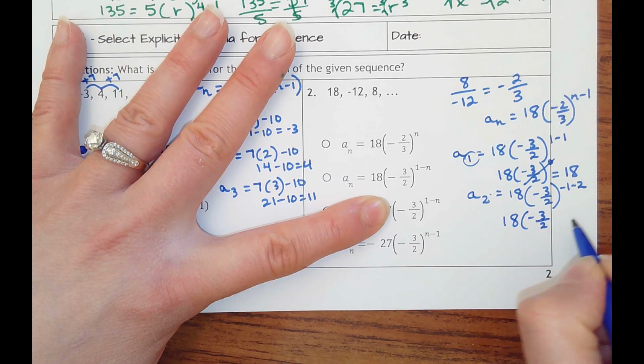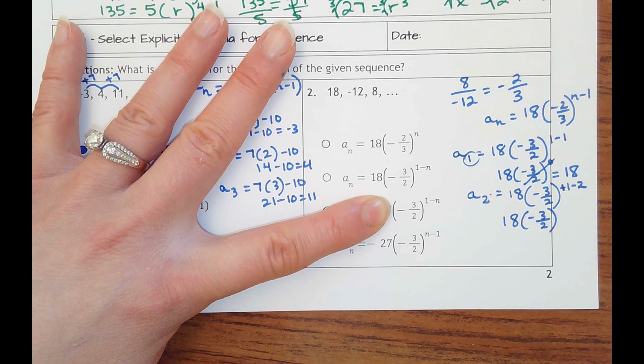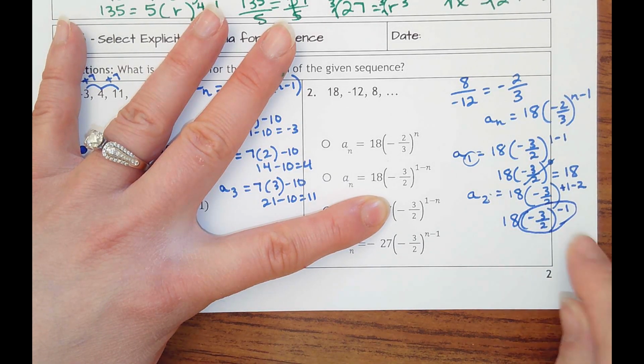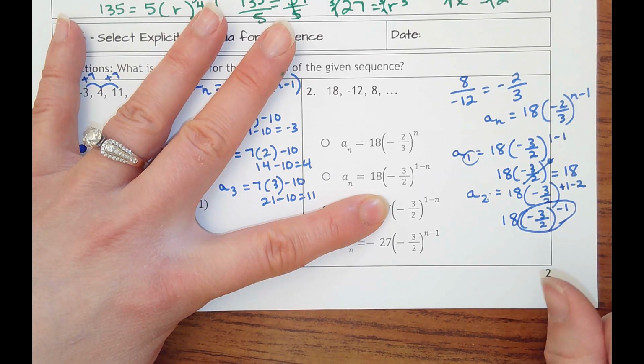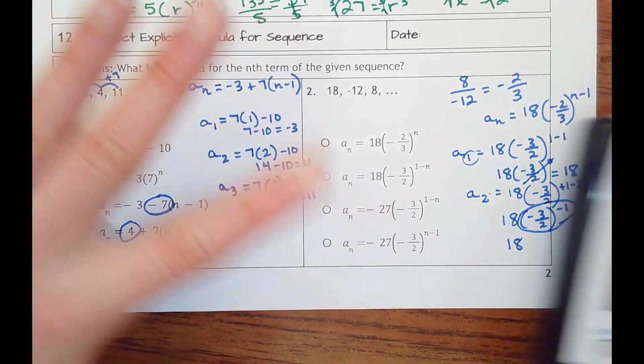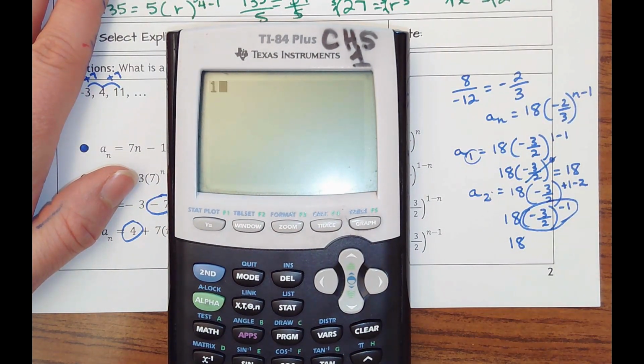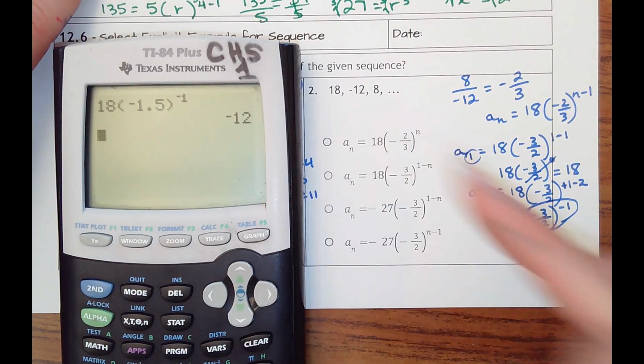That would be 18 times -3 halves to the -1. Sorry, 1 minus 2 is -1. Do you remember when we have something to a negative power, it's actually going to be the reciprocal of that or the inverse of that? It's going to flip it and make it now be -2 thirds. So let's just do it on a calculator because that's probably what you would do anyways. I'm going to do 18 times, instead of -3 halves, I know that's -1.5. That would be easier for me to put in, to the -1st power. And that got -12. Ooh, that's what I wanted.